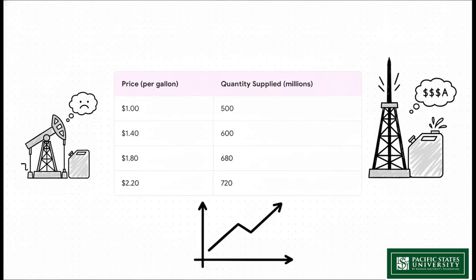Graphically speaking, this means a supply curve slopes upward from left to right. Higher price on the vertical axis equals higher quantity on the horizontal axis.